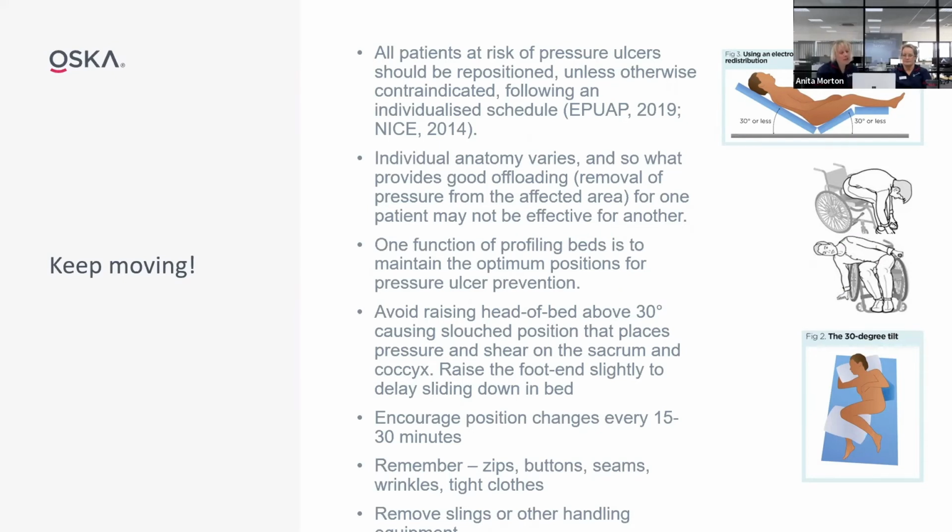And also remember that with clothes comes zips, buttons, seams, there might be wrinkles in bed sheets, tight clothes, etc., which can all potentially cause pressure damage. So we need to be thinking of, are we checking those areas? Are we checking under buttons and zips and things? And are we ensuring that's negated in some way? And can we put anything underneath those areas to help to redistribute the pressure, reduce that peak pressure that's occurring?